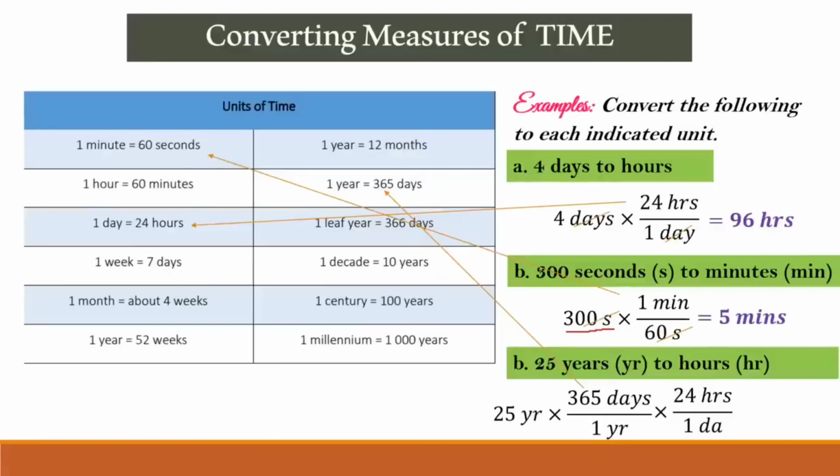And then we multiply with another unit fraction. This time, we use 24 hours over 1 day. Okay, so we can now cancel year to year, and then days to day. We are left with hours as the unit. So we multiply the remaining numbers. 25 times 365 times 24. The product is 219,000 hours. So that is the equivalent of 25 years.